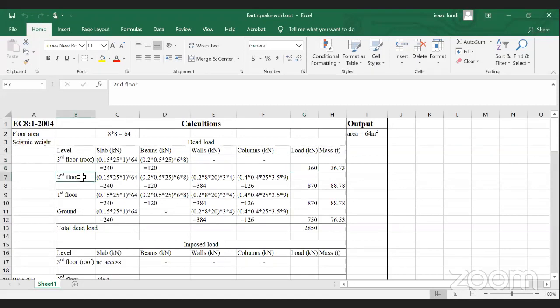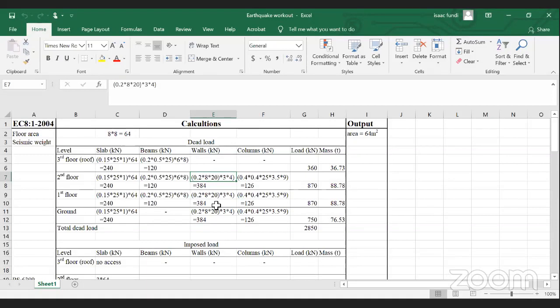In the second floor, this is a floor spanning from the second floor to the third floor. So there is a slab, and the same calculation gives us 240. There are beams giving us again 140. We have walls. Here I should mention that the walls are on the outer part. The wall has a thickness of 200 millimeters, so that's 0.2. For the total length, I've made an assumption that it can be 8, covering the whole length.